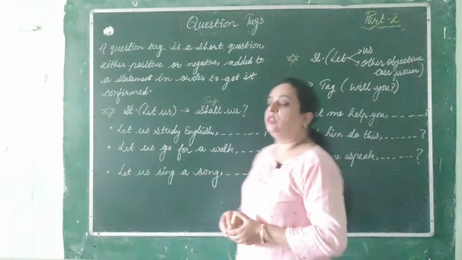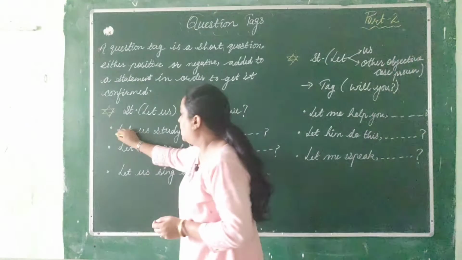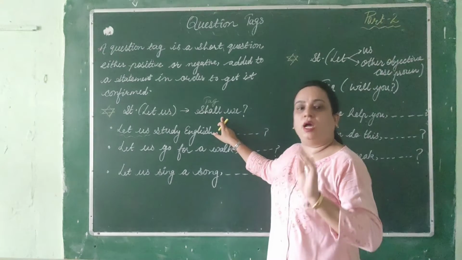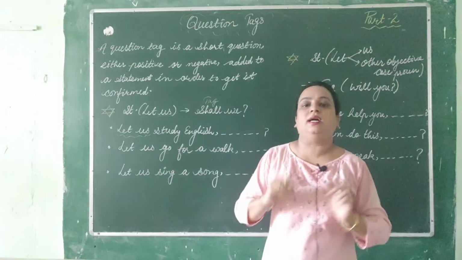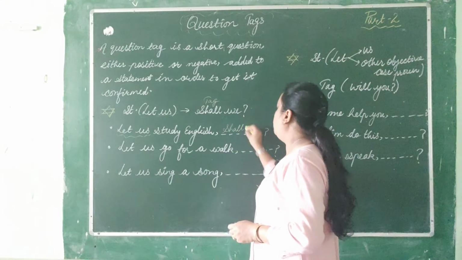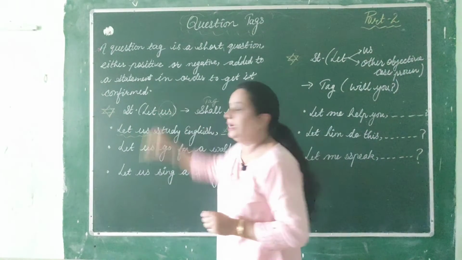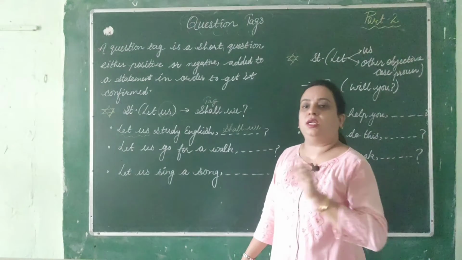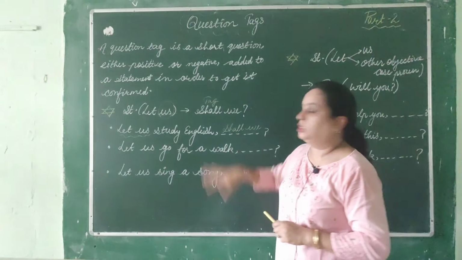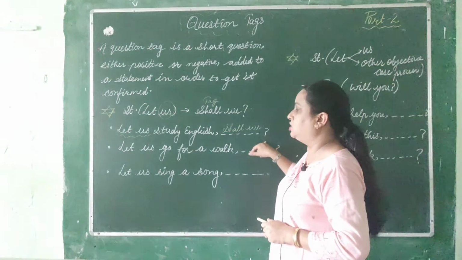So let's understand this with the help of examples. Let us study English. Now the statement is starting with "let us". So what is the rule, what do we have to use? आंखें बंद करके आपको क्या लिख देना है अगर "let us" से sentence शुरू हो रहा है. So the question tag is what? Shall we, right? Why are we using "we" here? Because the subject here is "let us", and the related pronoun for that is "we". So we have to use "shall we". Let us study English, and the question tag added here is "shall we".